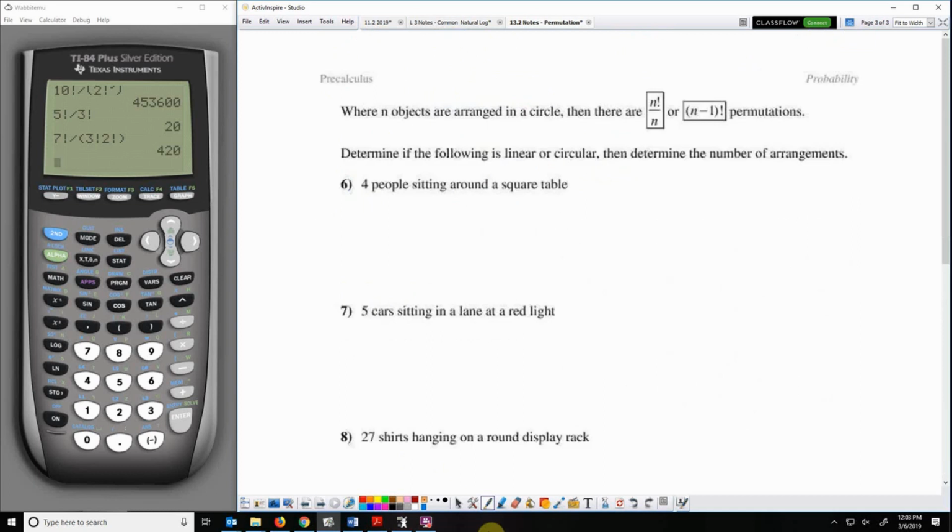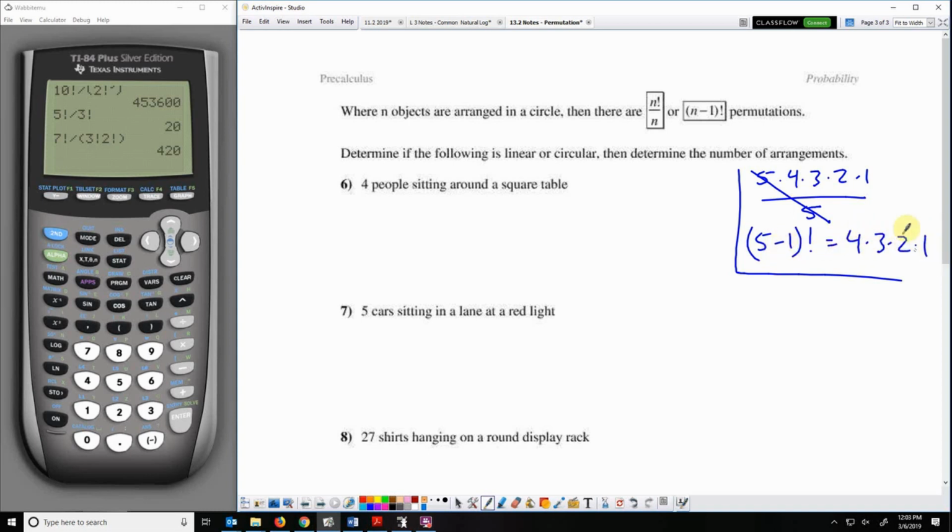So to do a circular permutation, there's 2 options. It's either n factorial divided by n or n minus 1 factorial. It means the same thing. Say the number is 5. 5 factorial is 5 times 4 times 3 times 2 times 1 divided by n, which cancels that out. If I do n minus 1 factorial, that's 5 minus 1 factorial. 5 minus 1 is 4, so that's 4 times 3 times 2 times 1. Those do exactly the same thing.